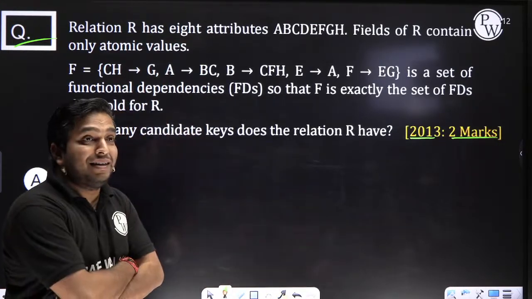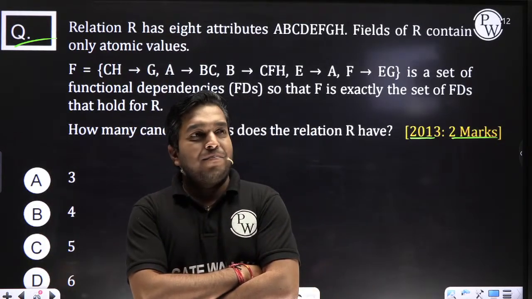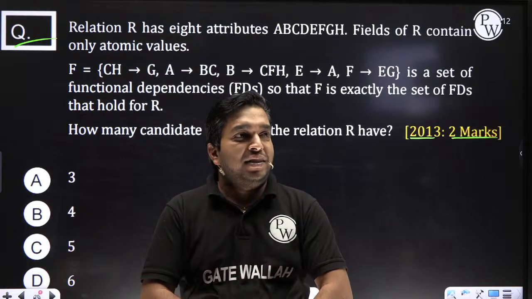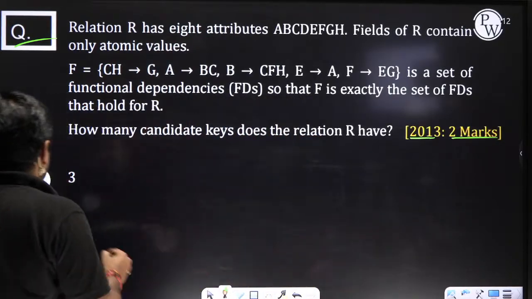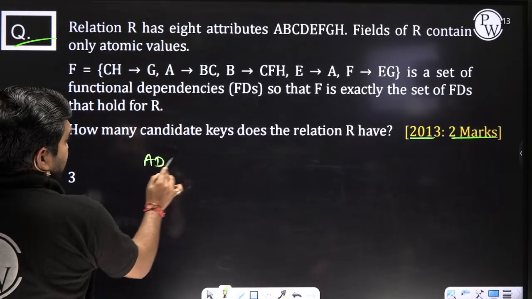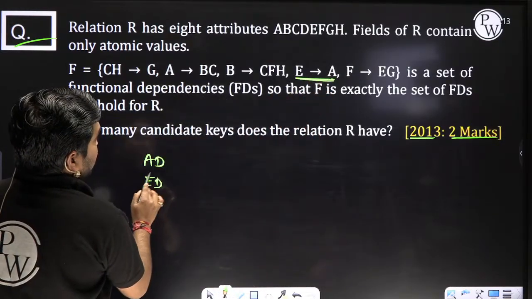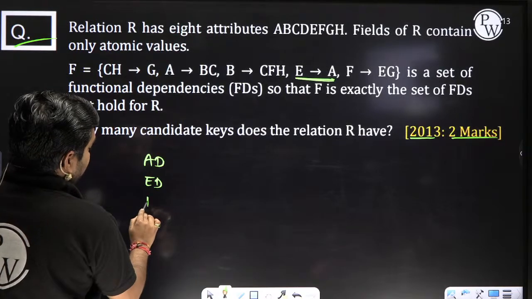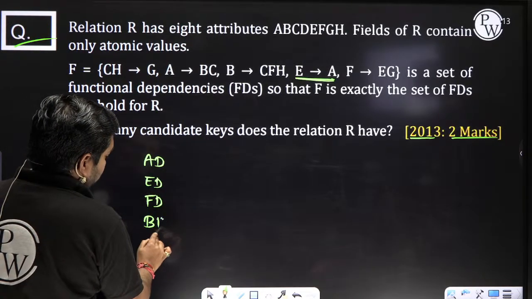Just tell me, what is the candidate? Deep, wrong, beta. Wrong. Yes, very good. AD, BD, FD, and yes. There are four candidate keys. First candidate key is A, then E determined by F, FD, and F determined by B are the four candidates.